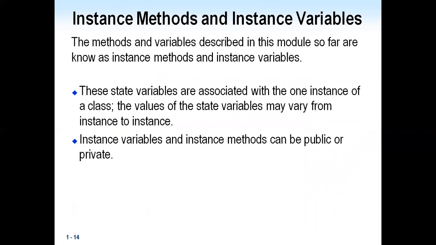Instance methods and instance variables. The methods and variables described in this module so far are known as instance methods and instance variables. The instance variables represent the attributes or properties of any object, and instance methods represent its behavior. The first one is instance variables. These state variables are associated with one instance of a class. The value of state variables may vary from one instance to another instance.